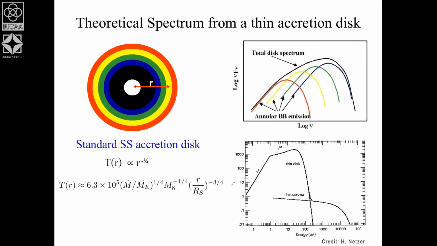The temperature in the innermost region of the disk is highest, and when you move outward, the temperature decreases as radius to the power minus 3/4. So if you consider the various annuli, then the emission from each annulus you can approximate as black body like at the temperature of that annulus, and therefore there will be a large number of black body emissions from all these annuli. Finally you sum the black bodies from different annuli and you get the total spectrum from the accretion disk, which of course will be much broader compared to the individual black body emission.